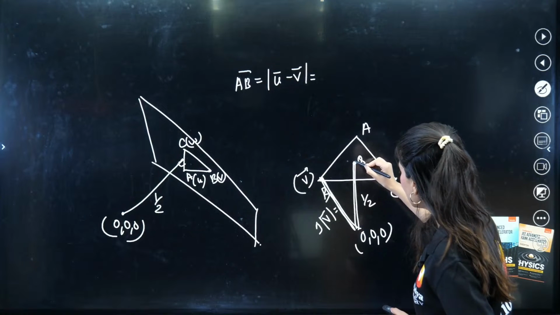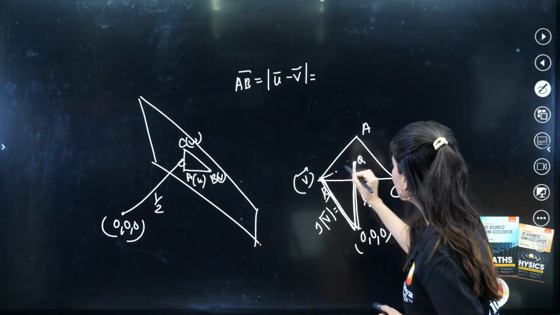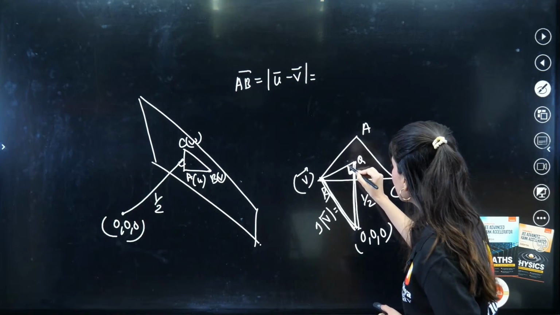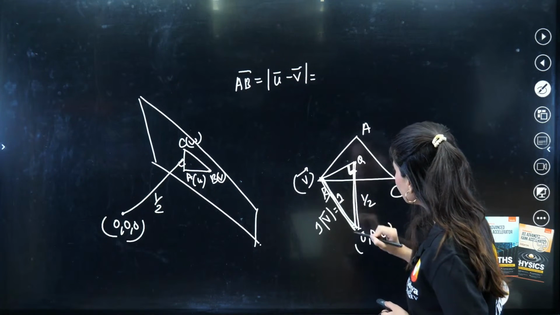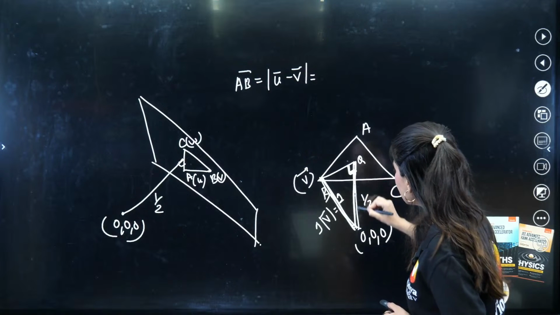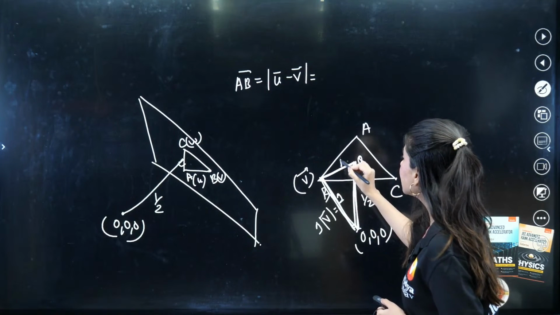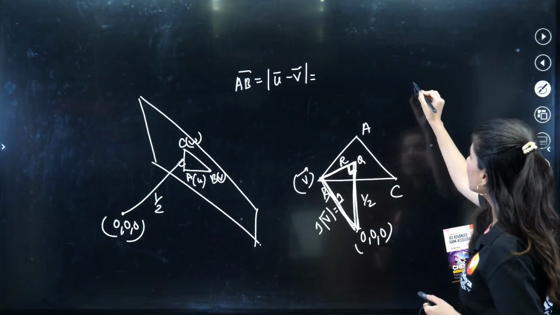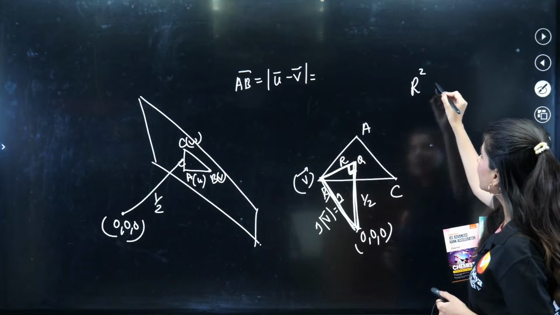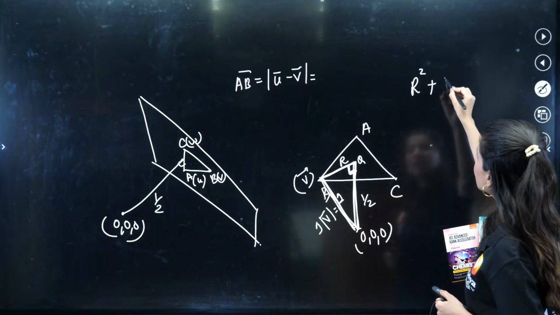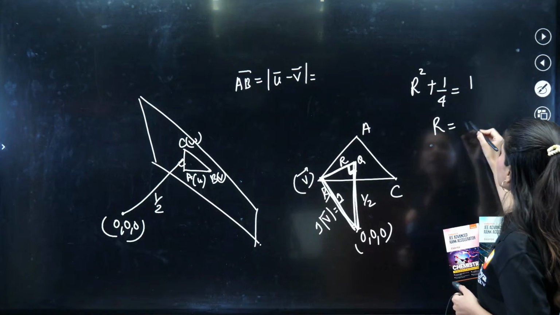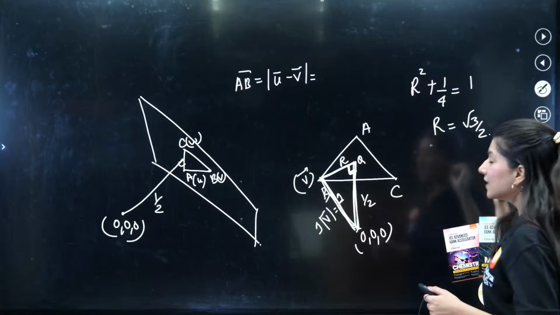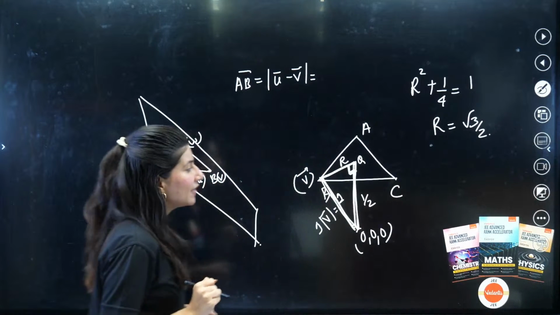This OQ is perpendicular. The hypotenuse is 1, this is half, and this is actually the circumradius of that circle. So if I apply Pythagoras theorem, the circumradius r square plus 1 by 4 is equal to 1. R is coming out as root 3 by 2. This is the circumradius of the circle, my dear students.